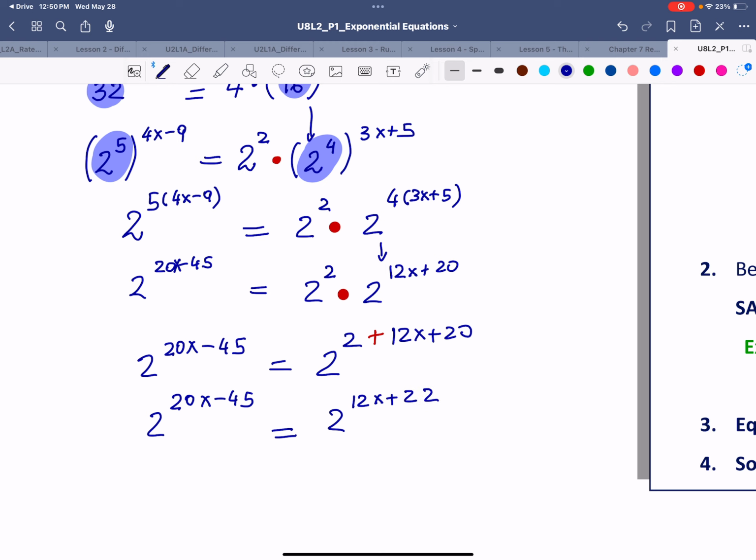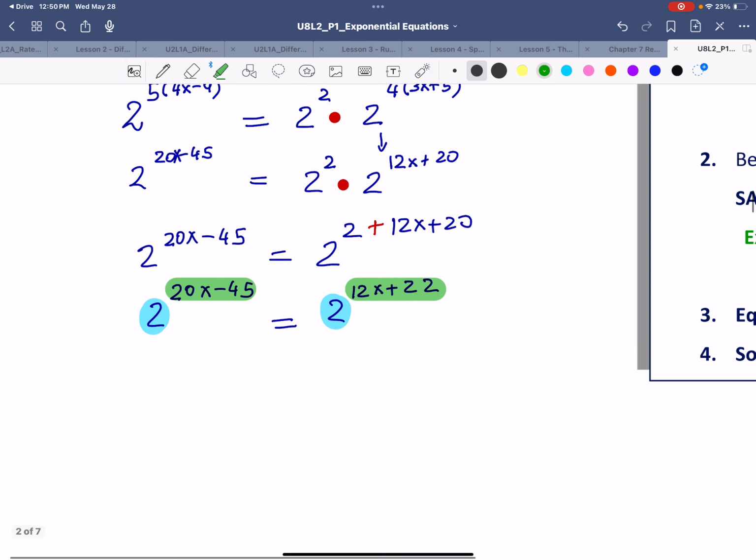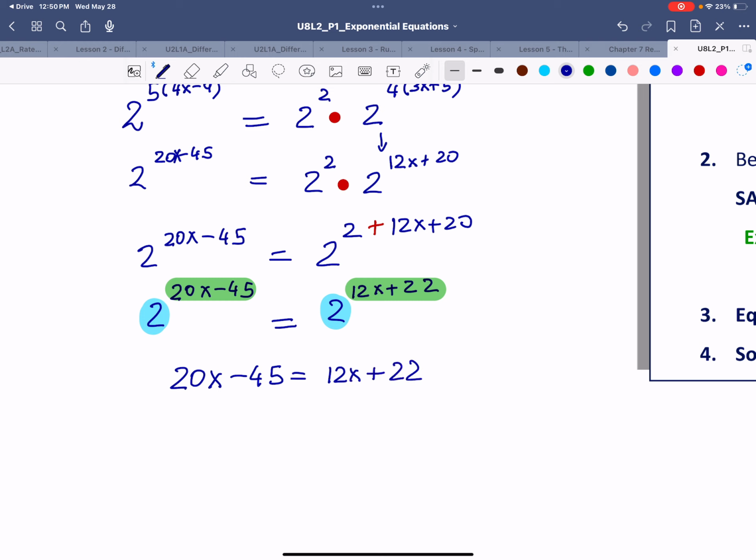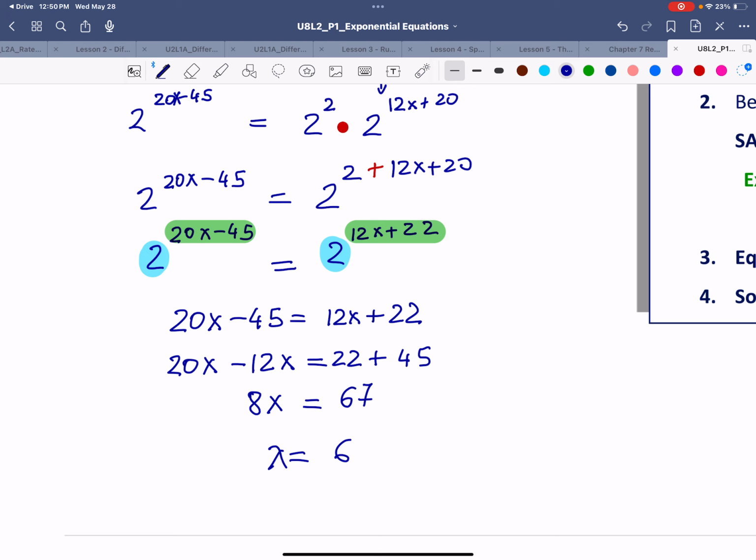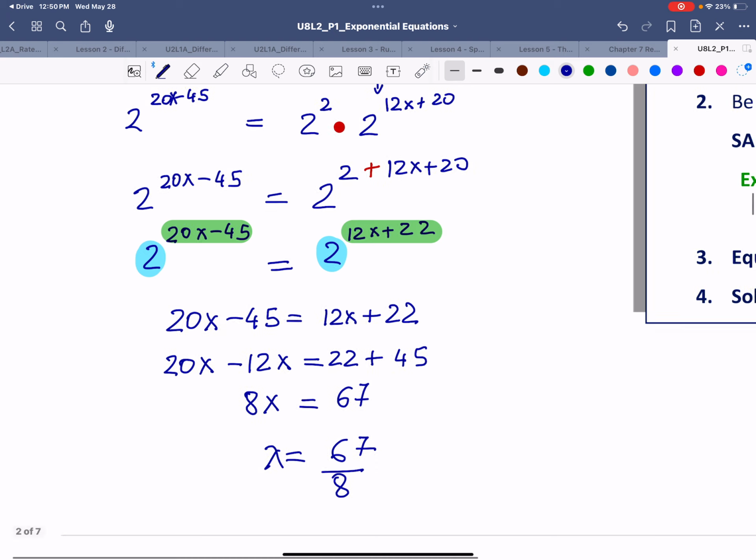So as you can see now, we have the exact same base on both sides of the equation, which tells us that since the two exponential terms are equal, their exponents must also be equal. So we're going to say 20x minus 45 is equal to 12x plus 22. Combine the x's. It's a linear equation, right? In linear equations, we always take the variables to one side, numbers to the other. And we obtain 8x on one side, and on the other side 67. So the value of x in this case is 67 divided by 8, and that would be the solution to this equation.